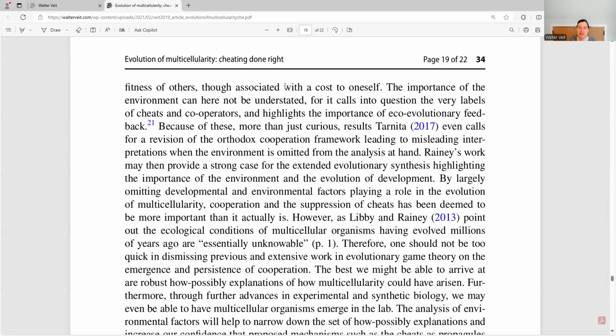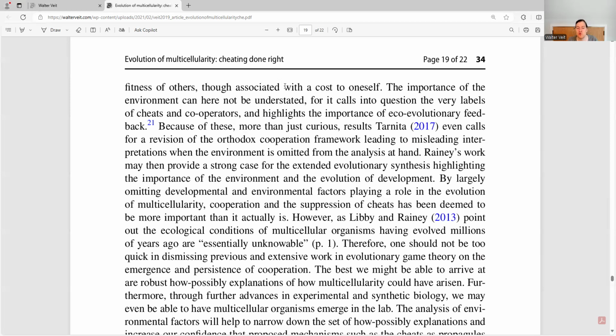By largely omitting developmental and environmental factors playing a role in the evolution of multicellularity, cooperation and the suppression of cheats has been deemed to be more important than it actually is. However, as Libby and Rainey 2013 point out, the ecological conditions of multicellular organisms having evolved millions of years ago are, quote, "essentially unknowable," page 1.